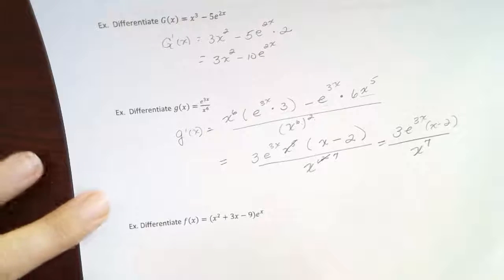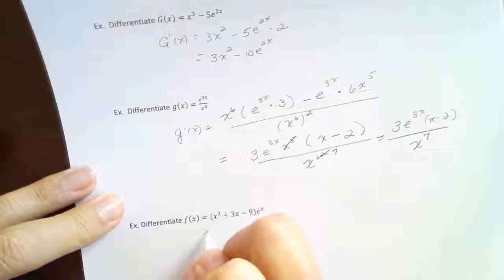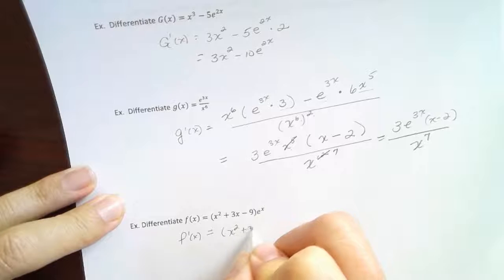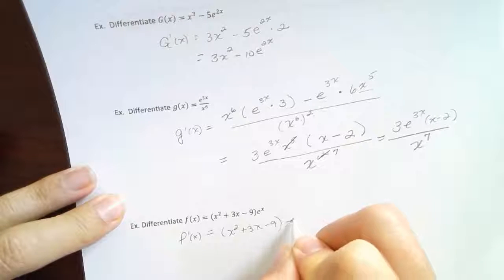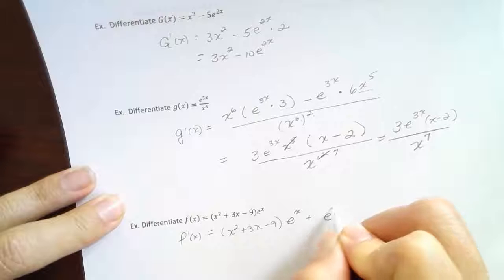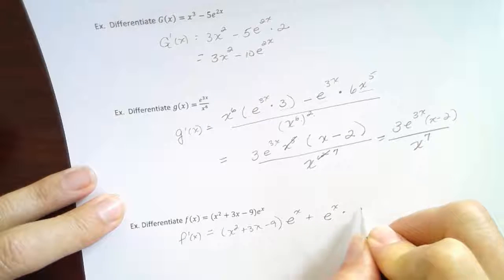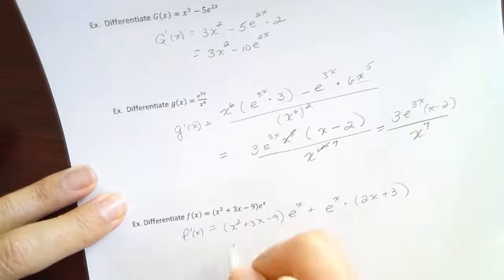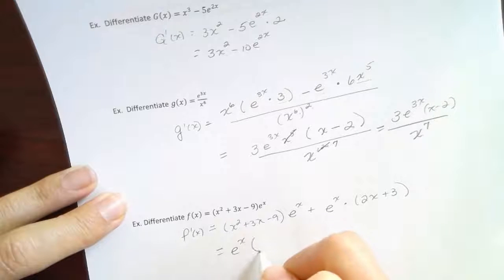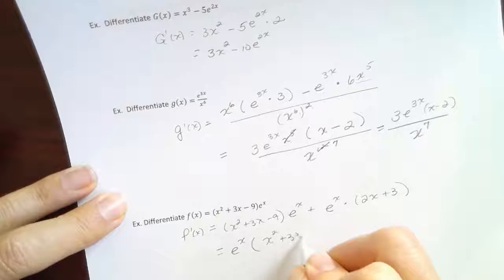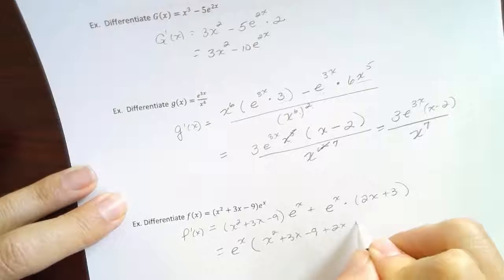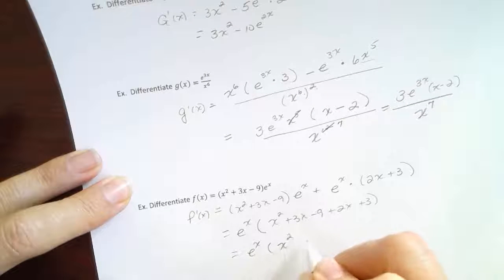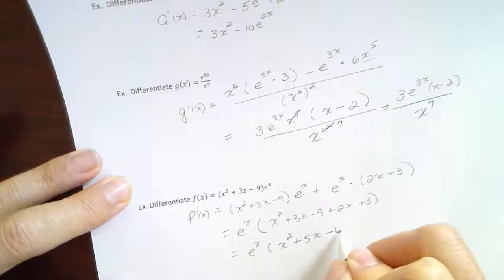Next example is product rule. So let's do f prime of x. First would be x squared plus 3x minus 9 times the derivative of the second, which is e to the x, plus the second, which is e to the x, times the derivative of the first, which will be 2x plus 3. So then let's go ahead and factor the e to the x out. e to the x times x squared plus 3x minus 9 plus 2x plus 3. And combining like terms, it will be e to the x times x squared plus 5x minus 6.